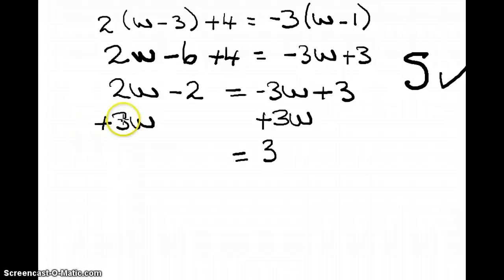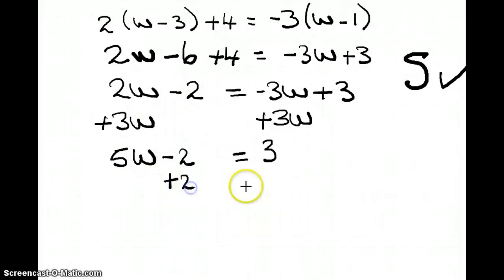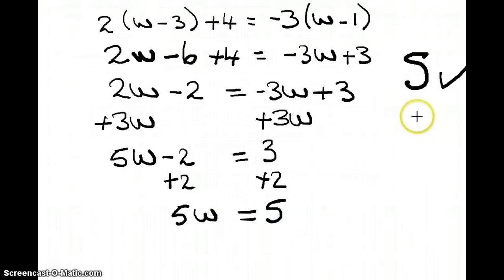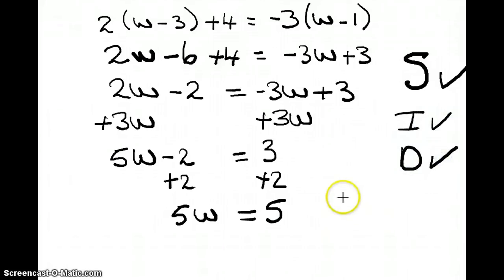Over here I have 2w plus 3w, which gives me 5w, minus 2. Add 2 to both sides. 5w equals 5, and I think you can finish that from there. Isolate, and then we just divide out the 5 to finish.